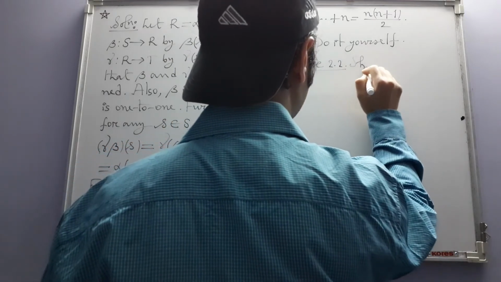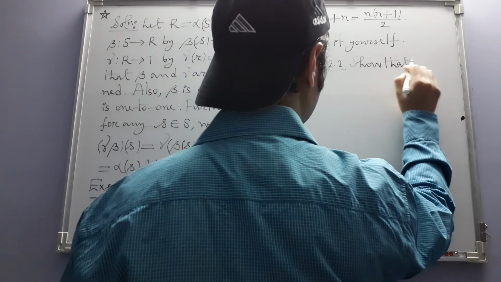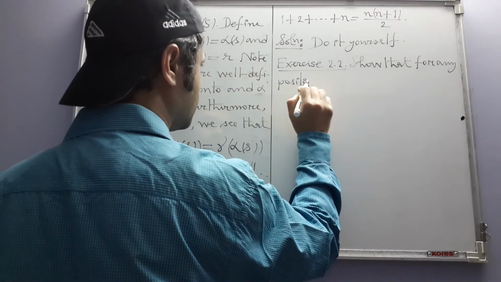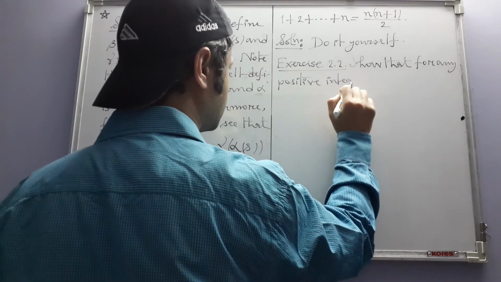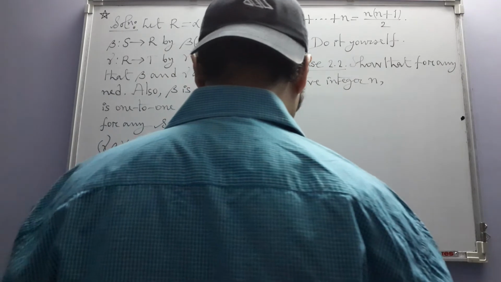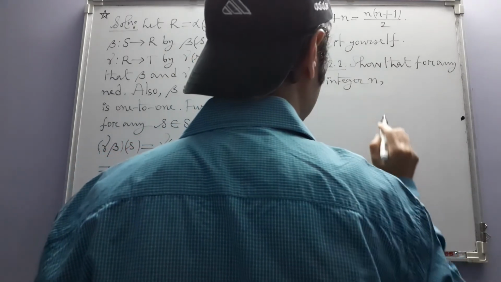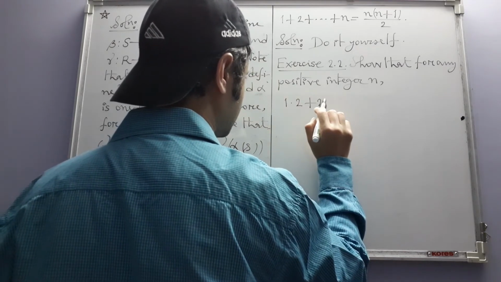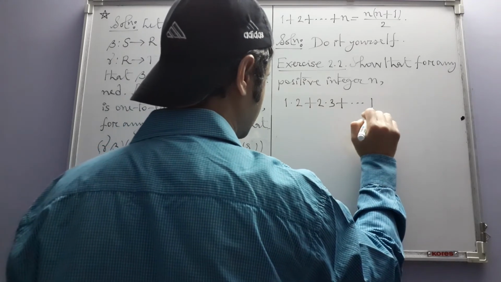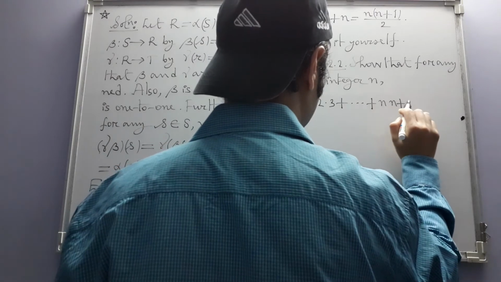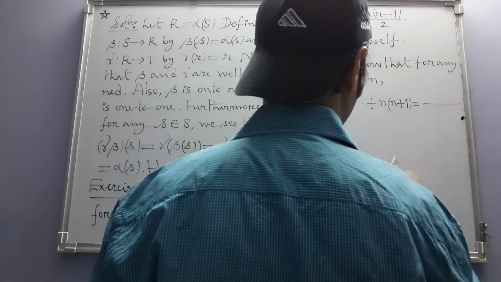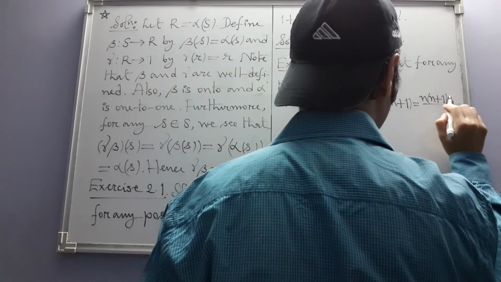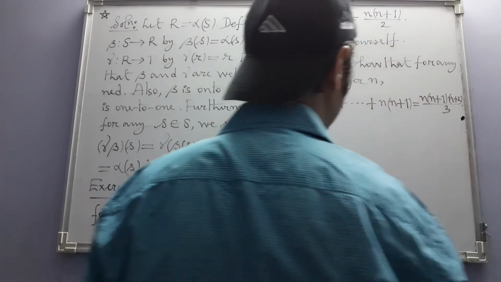Show that for any positive integer n, this identity is true: 1 times 2 plus 2 times 3 and so on, plus n times n plus 1 is equal to n times n plus 1 times n plus 2 divided by 3.